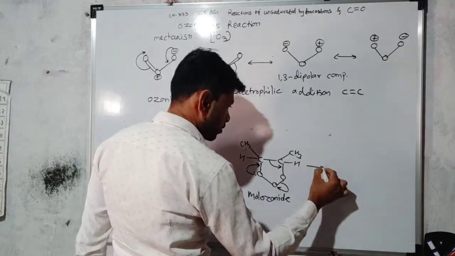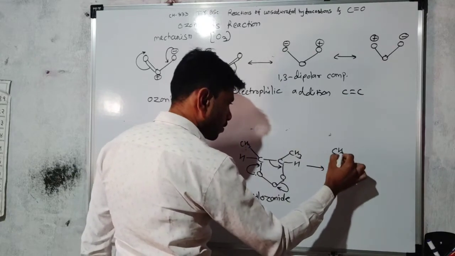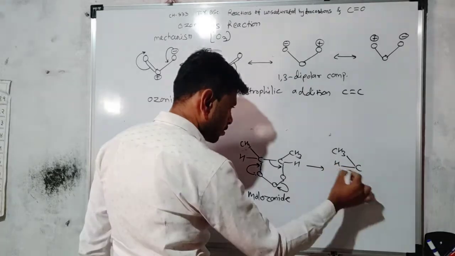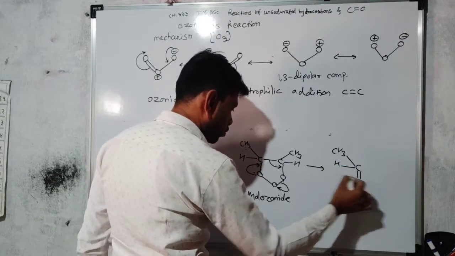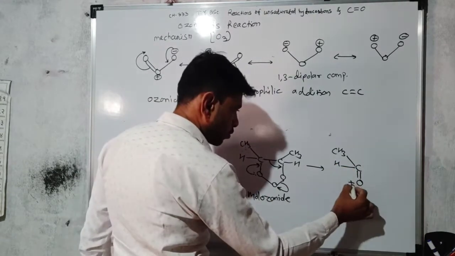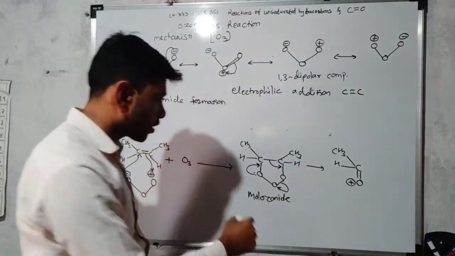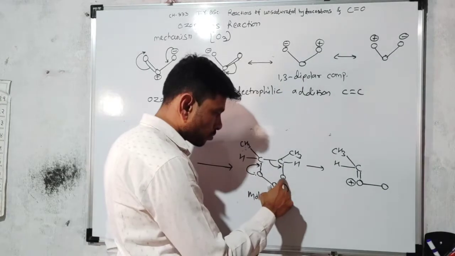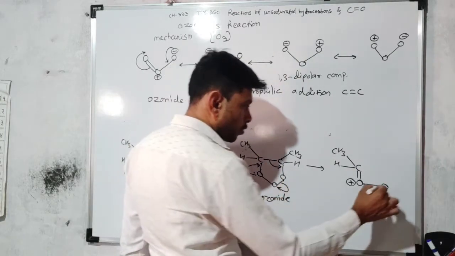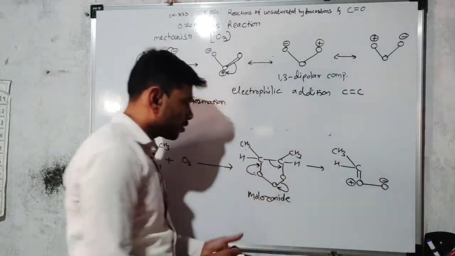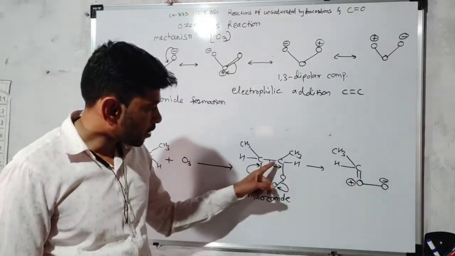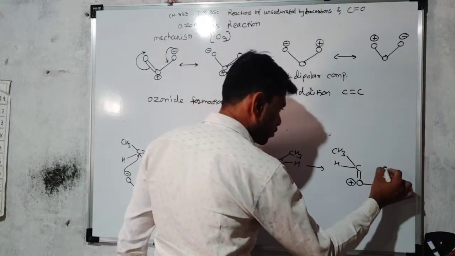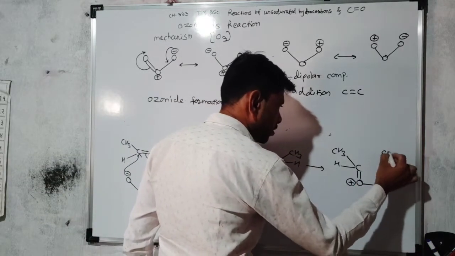See here, CH3, C, H, double bond O. Here a double bond forms, and O gets a positive charge due to electron shifting. On the other O, the bond between these two oxygens is broken, and O gets a negative charge. Now the bond between carbon and carbon is broken, so C double bond O, and the remaining groups are there: CH and this CH3.